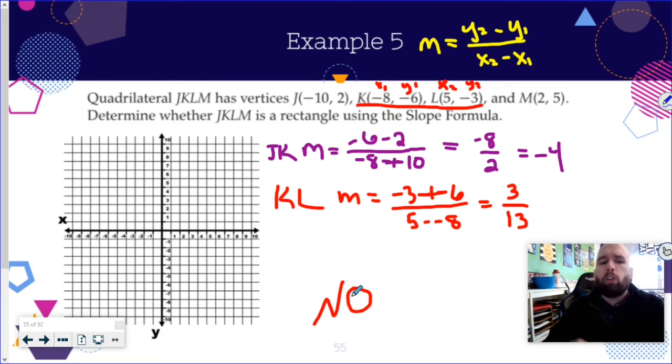No. Again, the only way that this would have worked is we needed to get two slopes that were the same, two different slopes that were the same as each other, and those guys have to be negative reciprocals of each other because they form perpendicular lines, because it's a rectangle. That didn't happen because there's no negative reciprocal action happening here. We are done. I don't need to go any further.